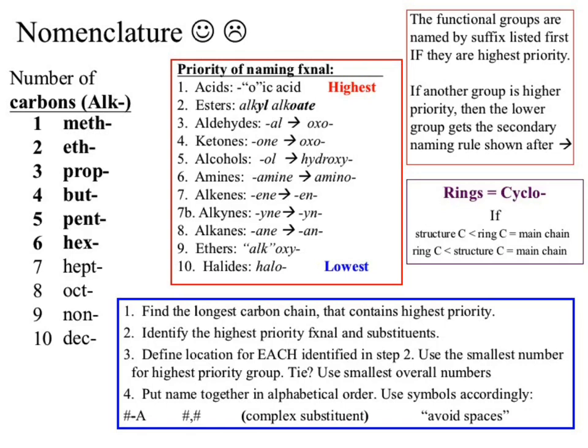When should you include the cyclo as your main chain? There's rules behind it, just like there's rules for everything. A lot of it comes down to priorities. If the rest of your structure is bigger than the ring, name the rest of the structure and put the ring on as a substituent. How do you know it's a substituent?